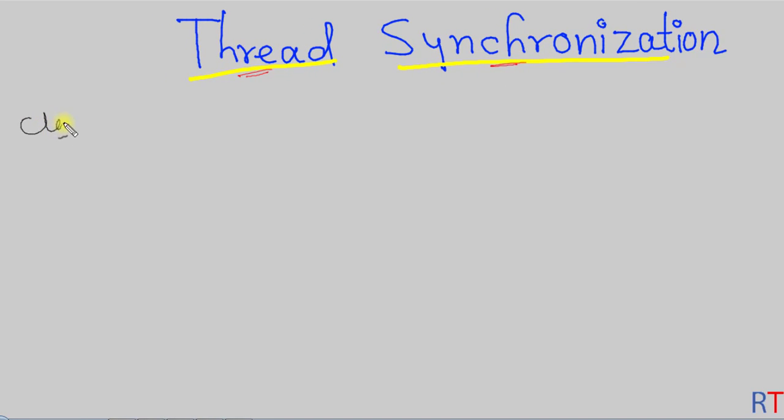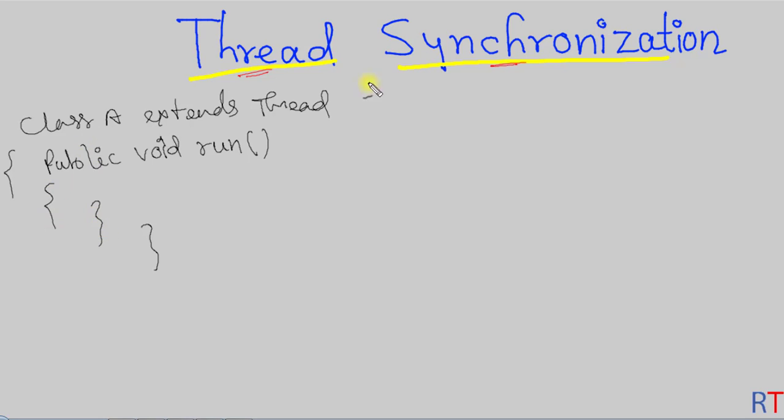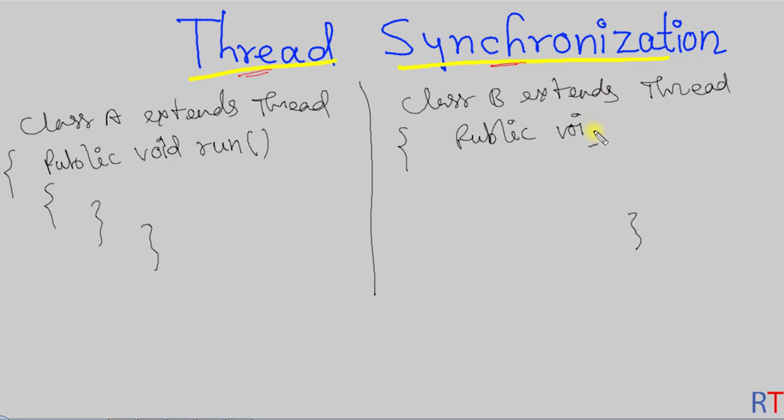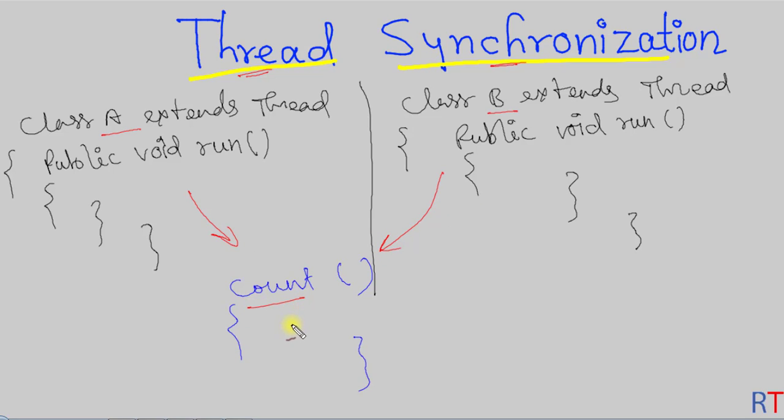Like an example, we have one class A which is extending the thread class and defining the run method. Similarly, we have class B thread which is also extending the thread class and also defining the run method. So we have two threads, class A thread and class B thread. Whenever they work on the same resource, like one method count, then both of these threads can execute that resource randomly, which can produce erroneous results.